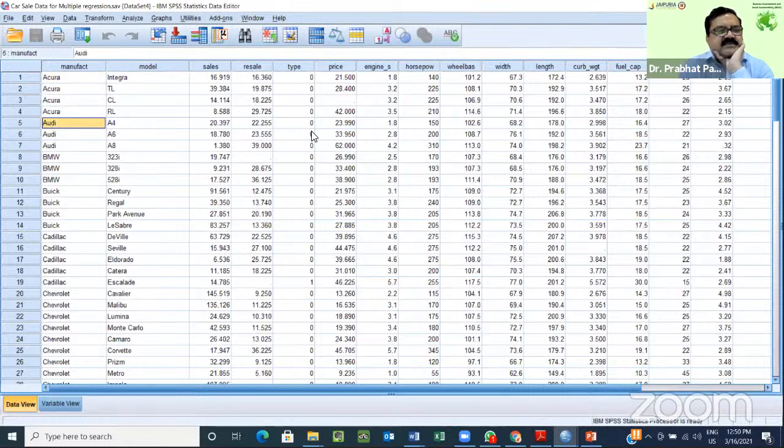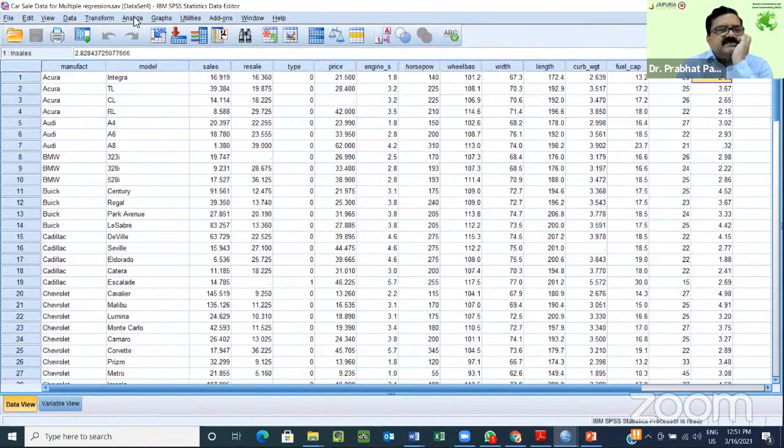So you have the car manufacturers, and then you have the different car models in front of you, and then it has the sales data, the resale value of the car, and then different types of car. There are two types mentioned over here: one is the automobile car and the other is the truck segment. Then you have the prices, then data on the engine size, horsepower, wheelbase, width, length, curb weight, fuel capacity, fuel efficiency, that is MPG, and the log sale. Anyway, first we'll try and understand this car market.